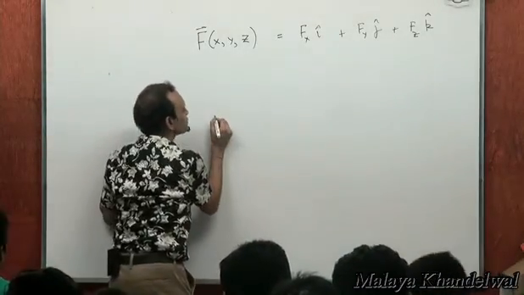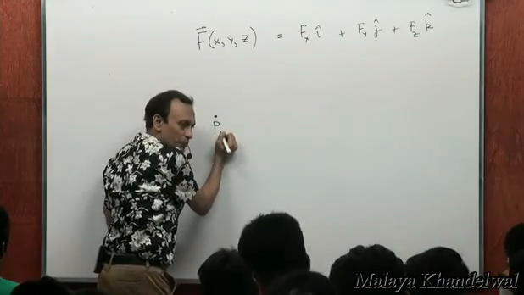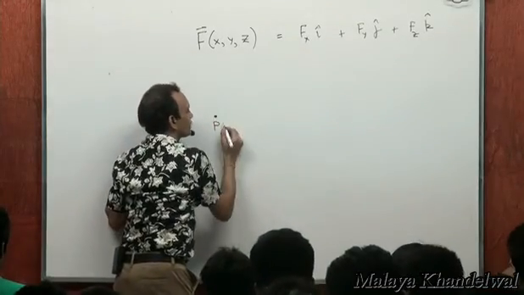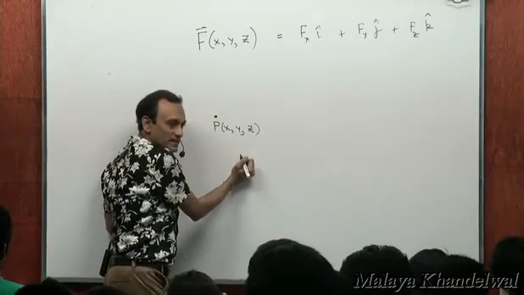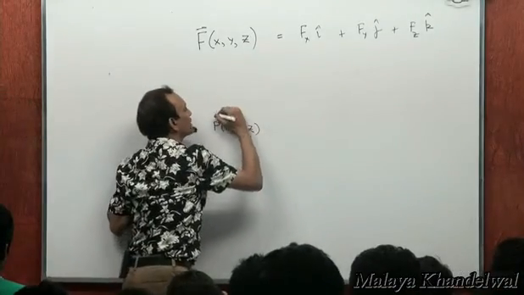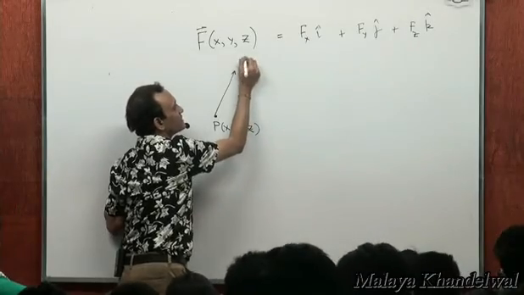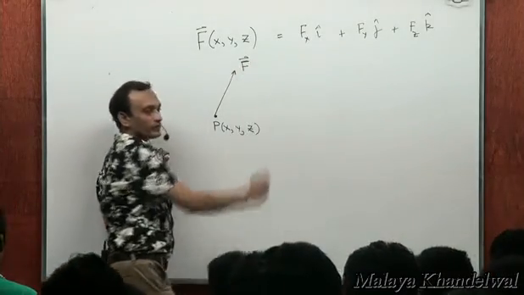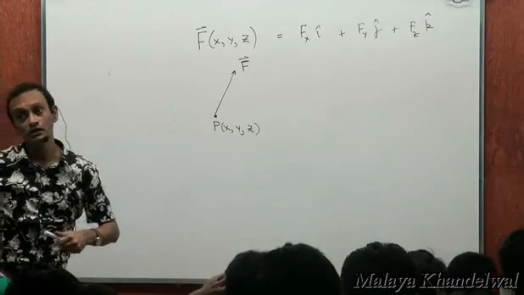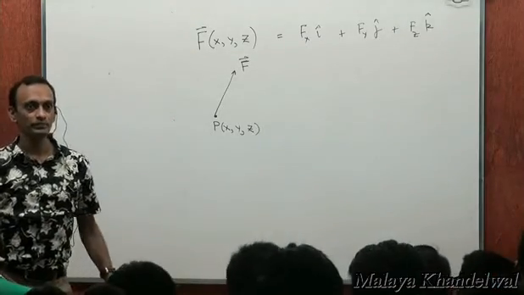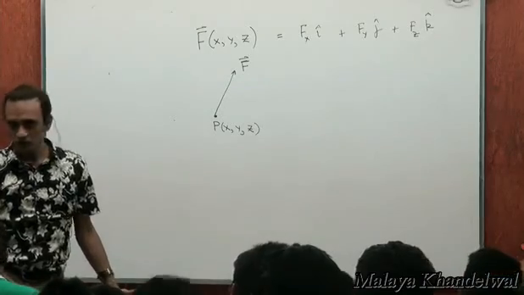Now, at a certain point P, which has coordinates x, y, z, the force acting on the particle will be F. F at x, y, z will be the force vector acting at the point P on the particle when it's at the point P. That's what I mean. Clear?